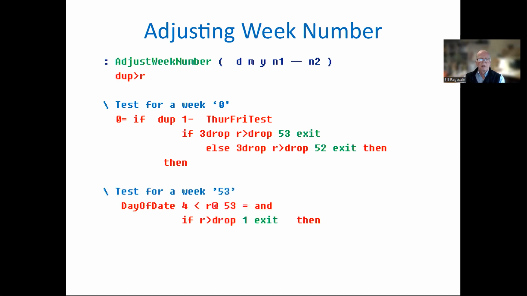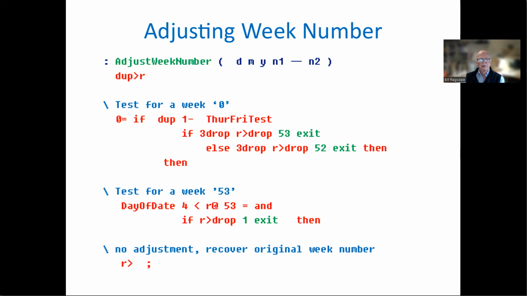If this is not the case, then we test for a week 53. If it's a week 53 and the target day is less than 4, meaning it's a Sunday through Wednesday, and the week is a 53, then we do an R from drop, which drops our raw number, and we force a 1 in and exit. If none of these happen, the R from just recovers our raw week, and we continue ahead.